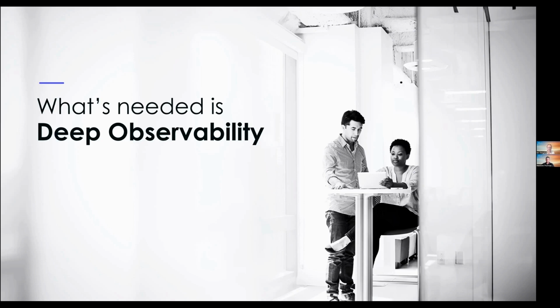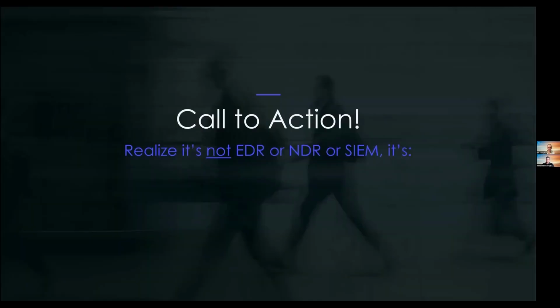Deep observability is an absolute requirement for zero trust. And that's not saying just do deep observability. It's saying do all three. That triad of EDR, NDR, and SIEM, which Gartner calls the SOC visibility triad, is essential to doing zero trust. If you are not looking at doing deep observability, I would argue you are not doing zero trust. And if you want evidence for that, just look at SP 800-207.